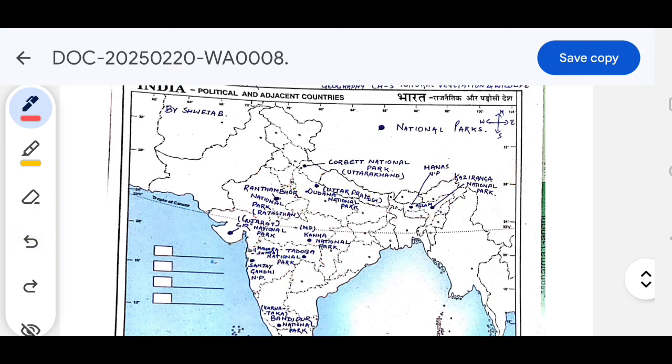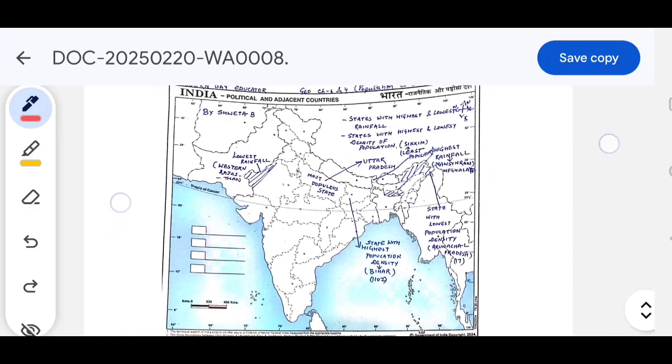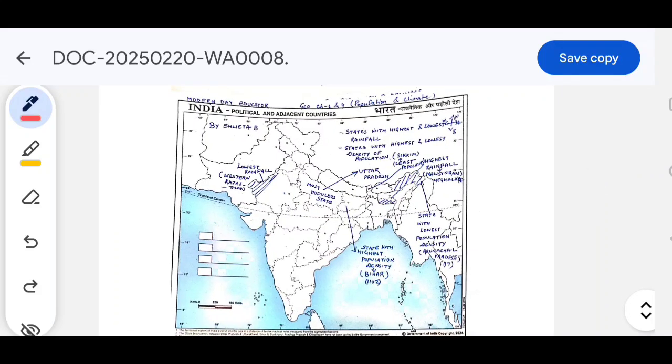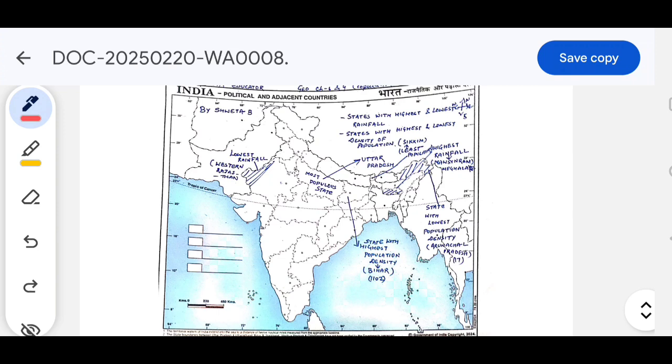Next we'll see two more chapters. Chapter number 4, where climate is there, and then population. I have not taken everything from that map, but I have taken certain things which can come in the exam, because the shading part does not come in the exam, so I don't think that would be that important. Which is important I have mentioned here. First let's see the climate chapter's map. In the climate chapter, two things are important. One, the highest rainfall area and the lowest rainfall area. So you can see the lowest rainfall area is western Rajasthan, where there is the Thar desert. And the other one, the highest rainfall area, is in Meghalaya, that is Mawsynram.